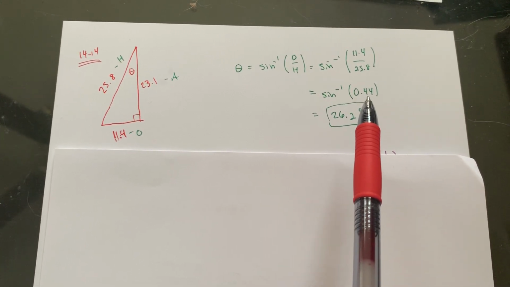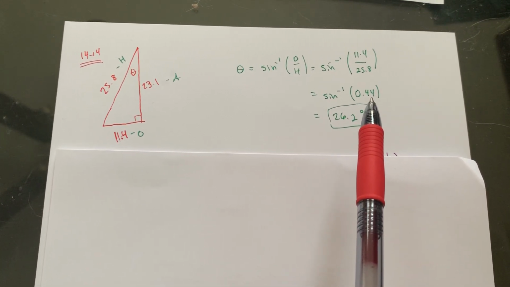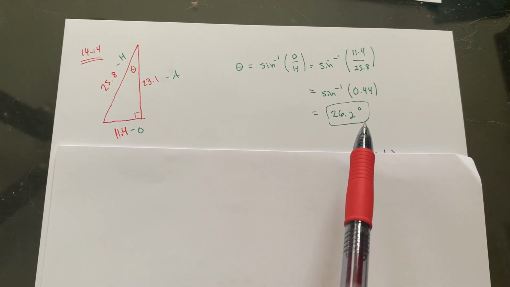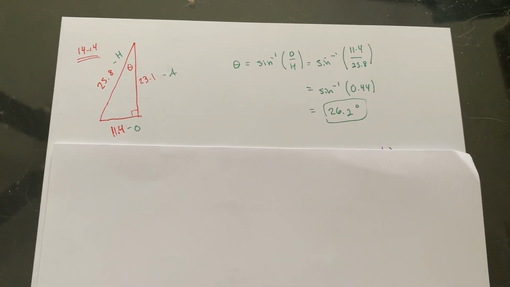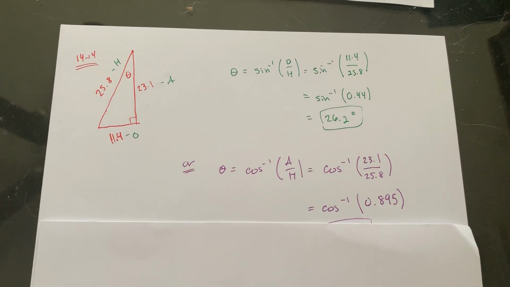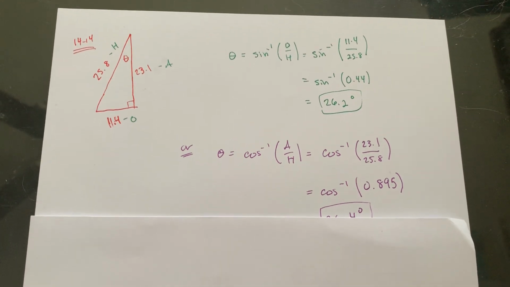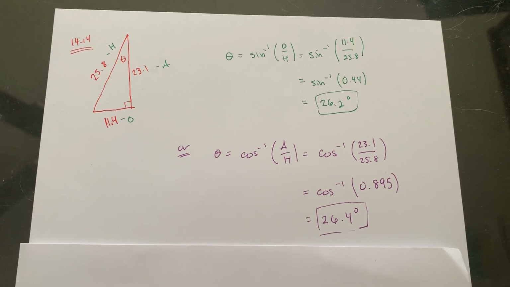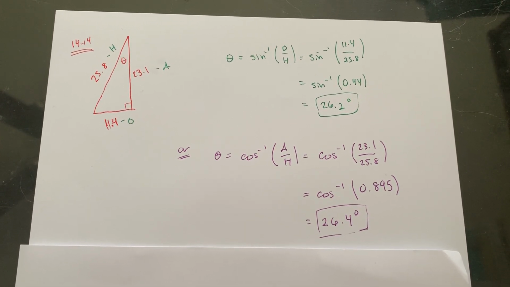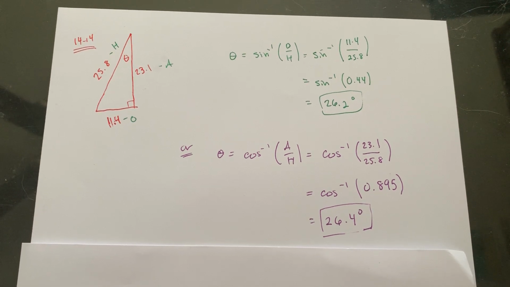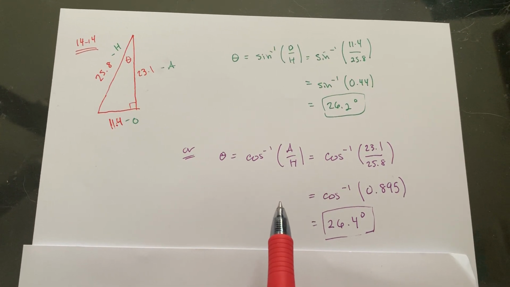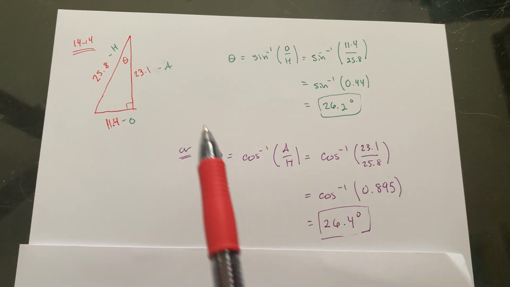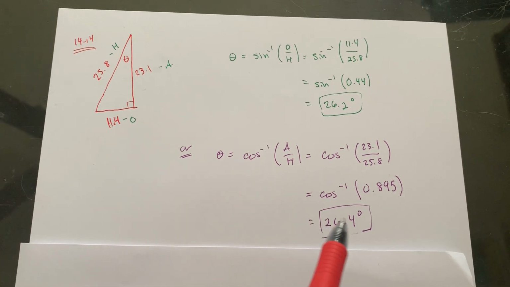You can actually divide it. That would be 0.44. And so if I do sine inverse of 0.44, it's going to get me 26.2 degrees. If I want to double check it, which is never a bad idea, I also did a cosine version. You can see I get a slightly different angle, but that's okay. They're very, very close together, so it's very reasonable to assume that we're on the right track with both of these.